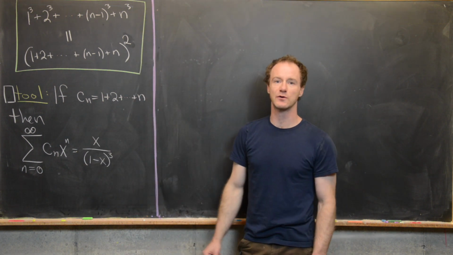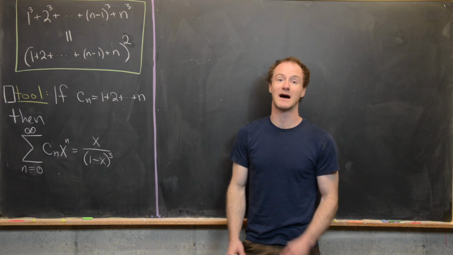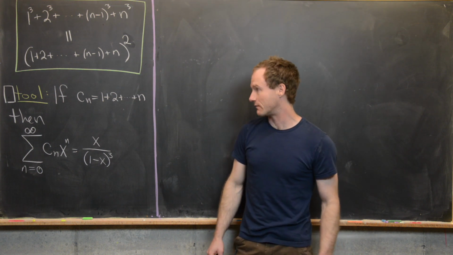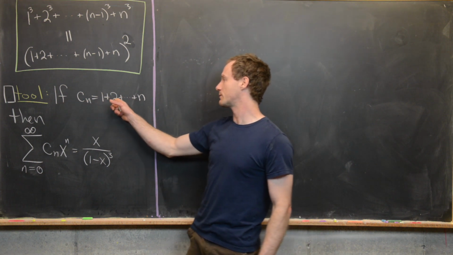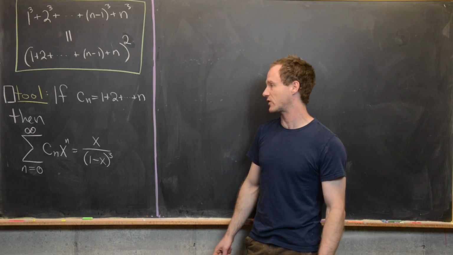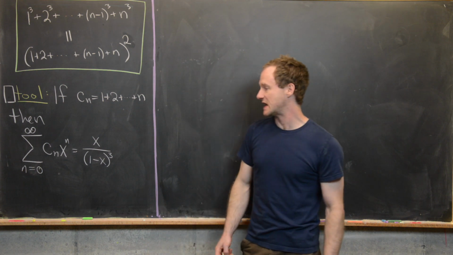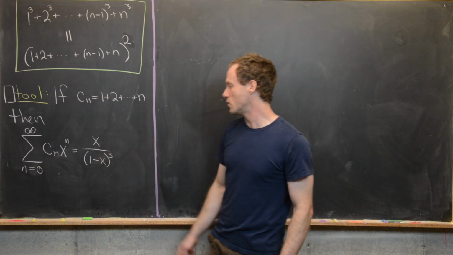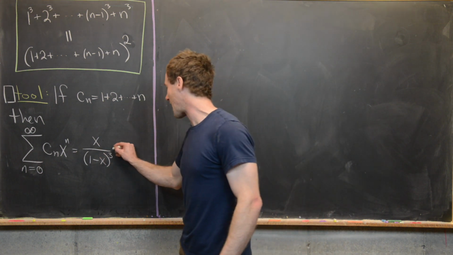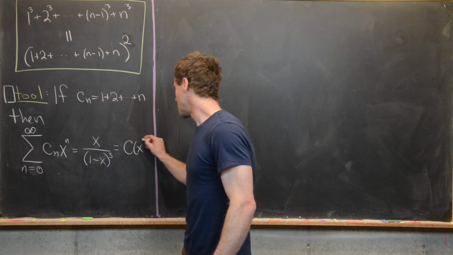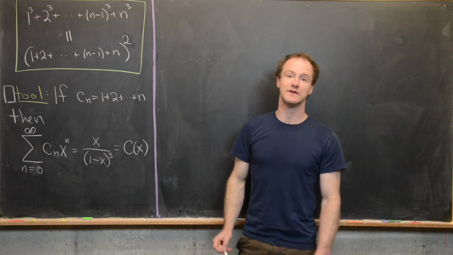So this is fairly simple to prove with induction, but we're going to prove it using generating functions, because generating functions are my favorite way to overdo any problem. And so first of all, we're going to prove a tool, and that is if C_n equals 1 plus 2 all the way up to n, in other words, it's the nth triangular number, then the sum as n goes from 1 to infinity of C_n x^n is equal to x over (1 minus x) cubed, where we're thinking about this as being expanded as a power series. And I'll go ahead and give that thing a name. That'll be capital C of x. So let's get to proving this tool, and then we'll do the main result.